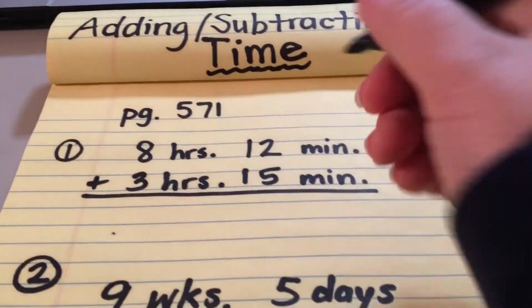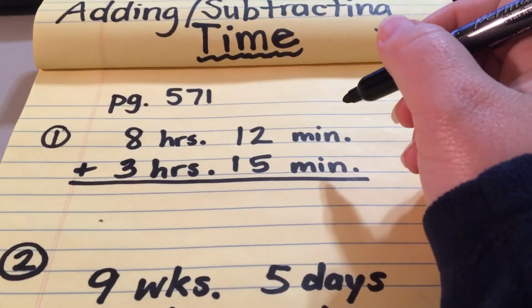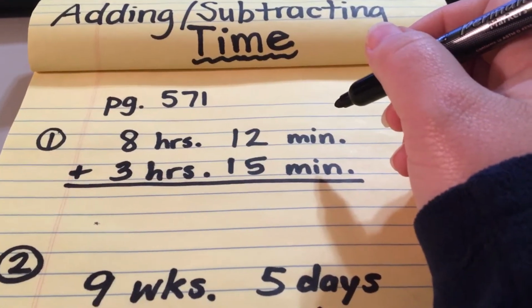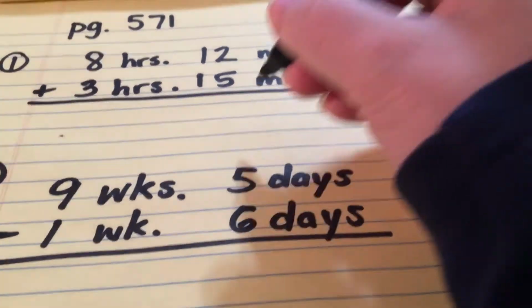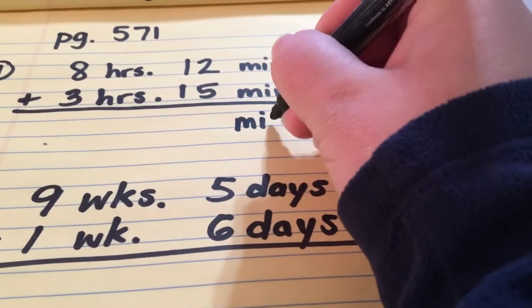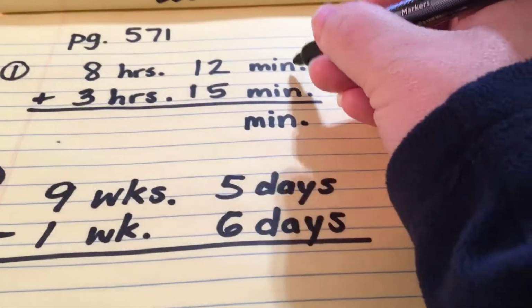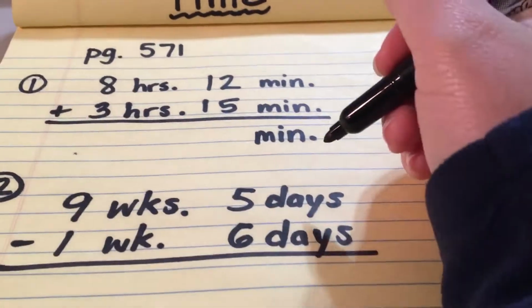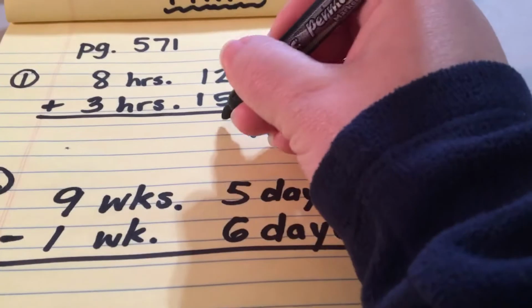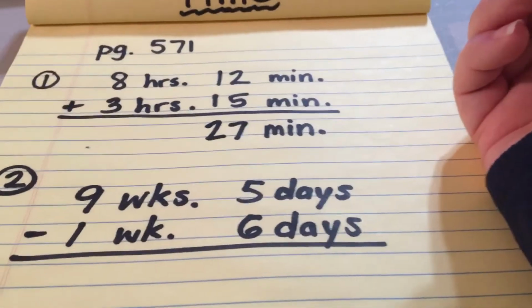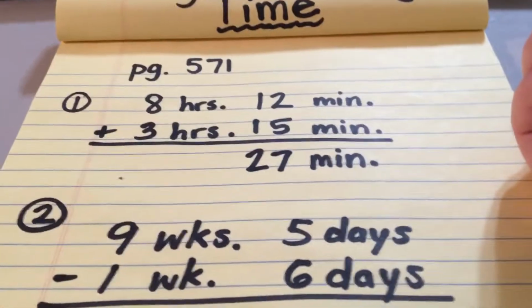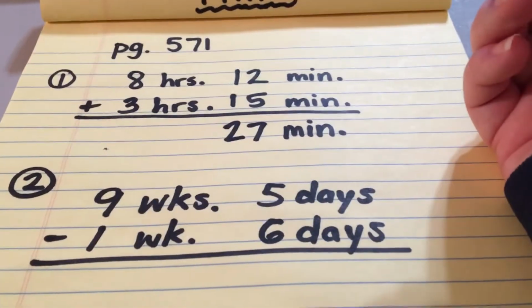So here I have 8 hours and 12 minutes plus 3 hours and 15 minutes. So what we're going to do is, just like anything, you have to add like units to like units. So if I add minutes to minutes, I'm good to go. So I'm going to say 2 plus 5 is 7, 1 plus 1 is 2. I have 27 minutes, and that's fine because 27 minutes is not a whole hour, so we're good to go.